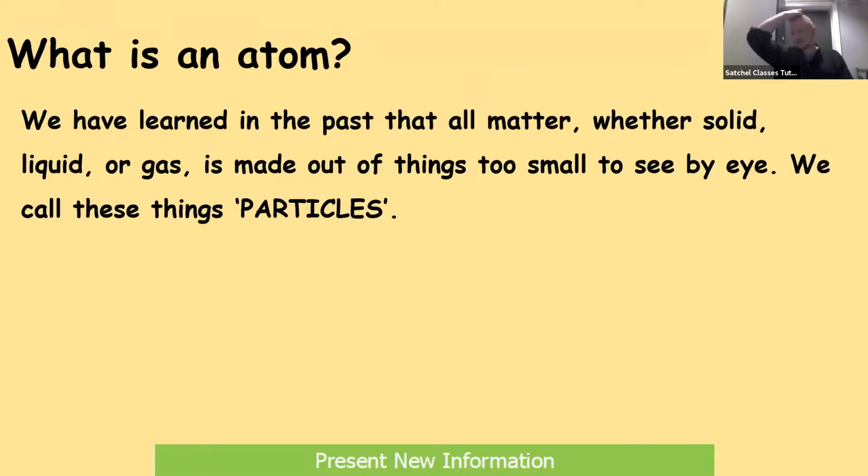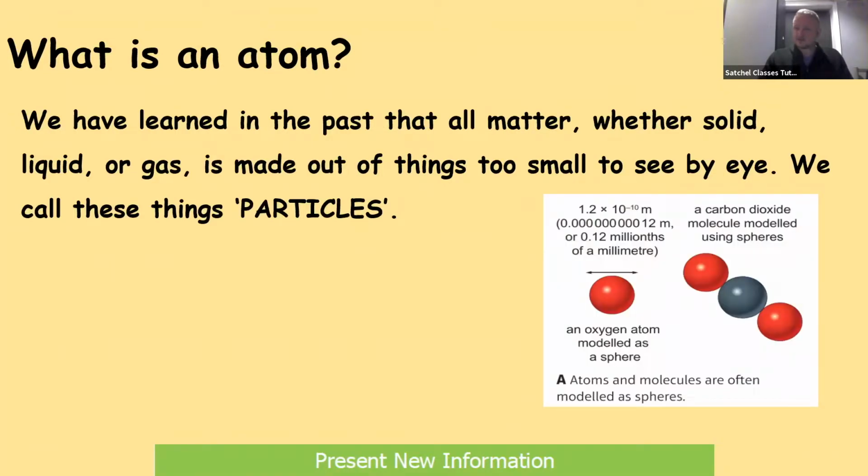We've learned in the past, year 6, year 7, year 8, that all matter, whether solid, liquid or gas, is made out of things that are too small to see by our naked eye. We call these things particles. We normally represent particles as spheres. As an example in the picture there, we've got an oxygen atom, red sphere, and we've got carbon dioxide modelled using a black sphere for the carbon and 2 red spheres for the oxygen.